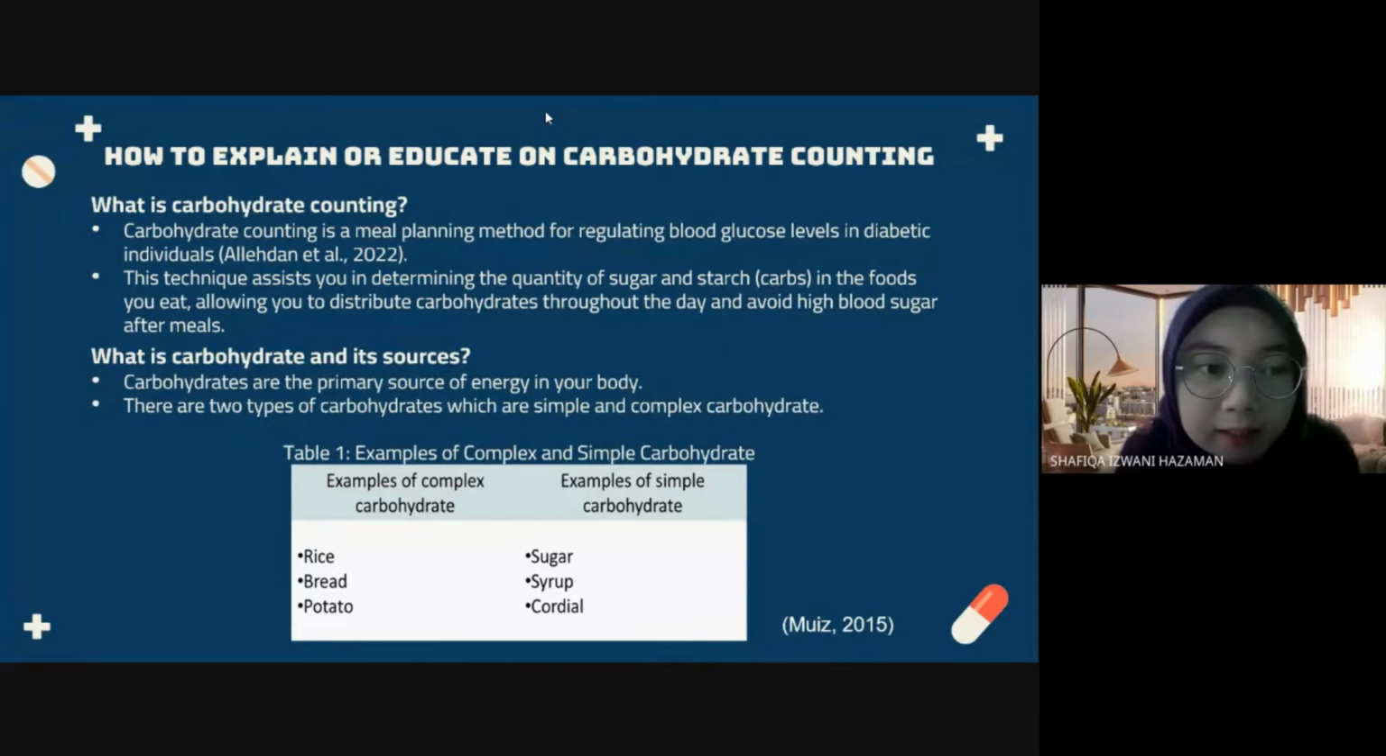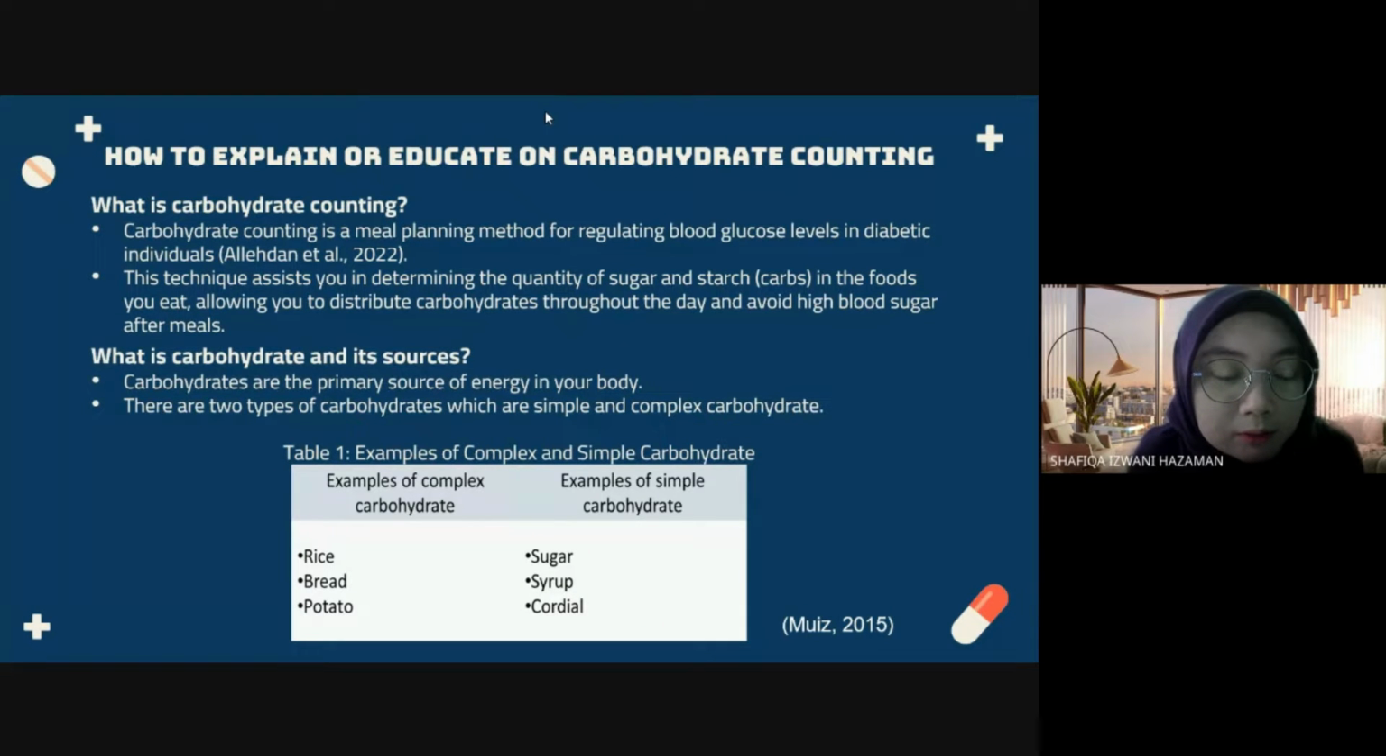Okay, next is how to explain or educate on carbohydrate counting. So firstly, we need to explain what carbohydrate counting is to the patient. Carbohydrate counting is a meal planning method for regulating blood glucose levels in diabetic individuals. These techniques assist you in determining the quantity of sugar and starch in the foods that the patient eats, allowing the patient to distribute carbohydrates throughout the day and avoid high blood sugar after meals.